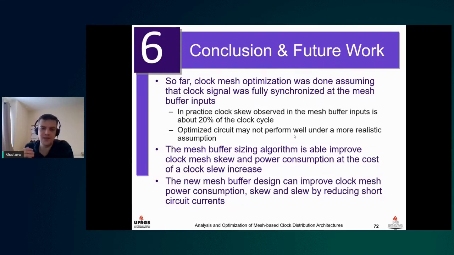That was an improvement with respect to related works, where it was always assumed, for simplicity of modeling, that the clock signals were fully synchronized at the mesh buffer inputs. With the buffer sizing, we were able to improve the clock mesh skew and power at the cost of clock slew increase. And the new mesh buffer model allows us to improve all the metrics.